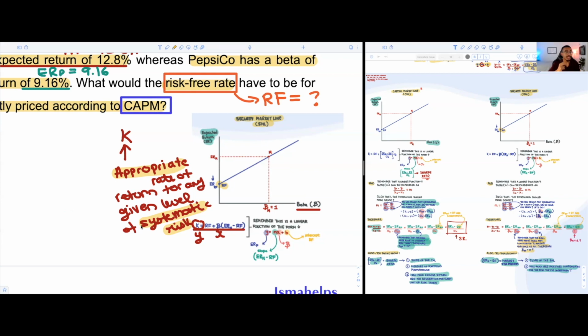Now, that's one idea, and it's going to be very important in just a second. The second idea I'd like to share is what is the relationship between K, the required rate of return, and ER, the expected rate of return.